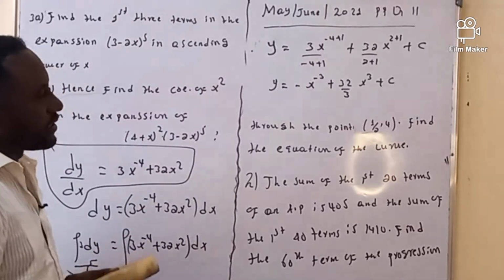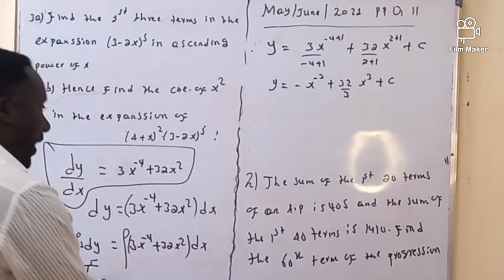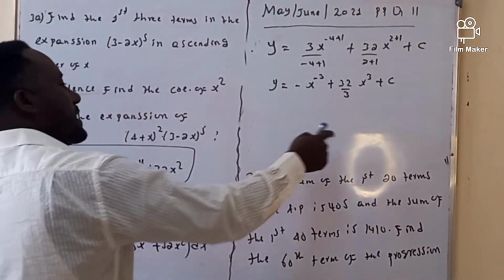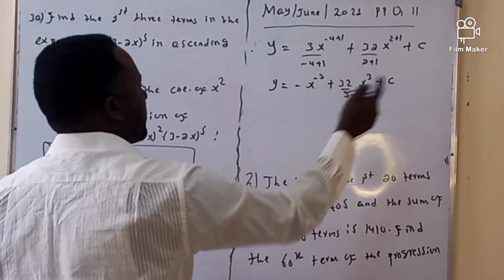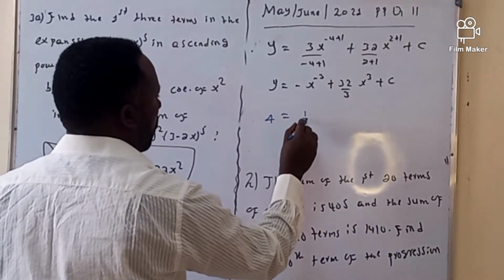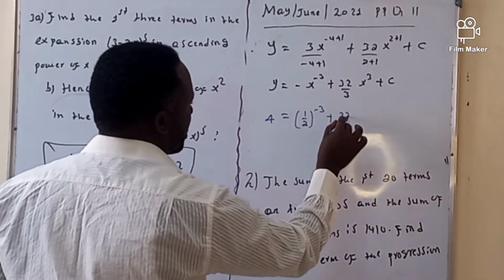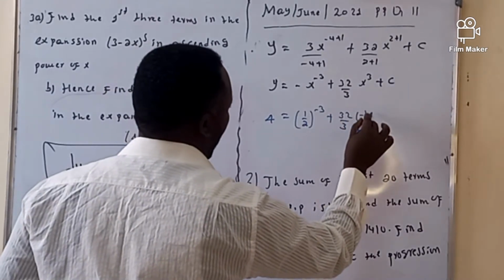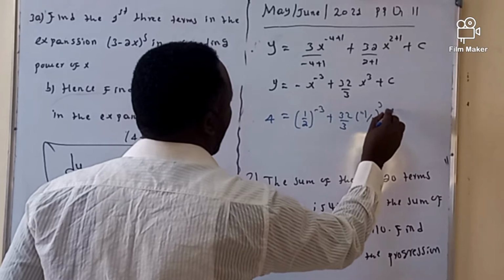Then we're going to find c based on this one. To find the value of c, we need to put the point (1/2, 4) in this problem. So 4 is equivalently given by (1/2) raised to minus 3, plus 32/3 times (minus 1/2) the whole cube, plus c.